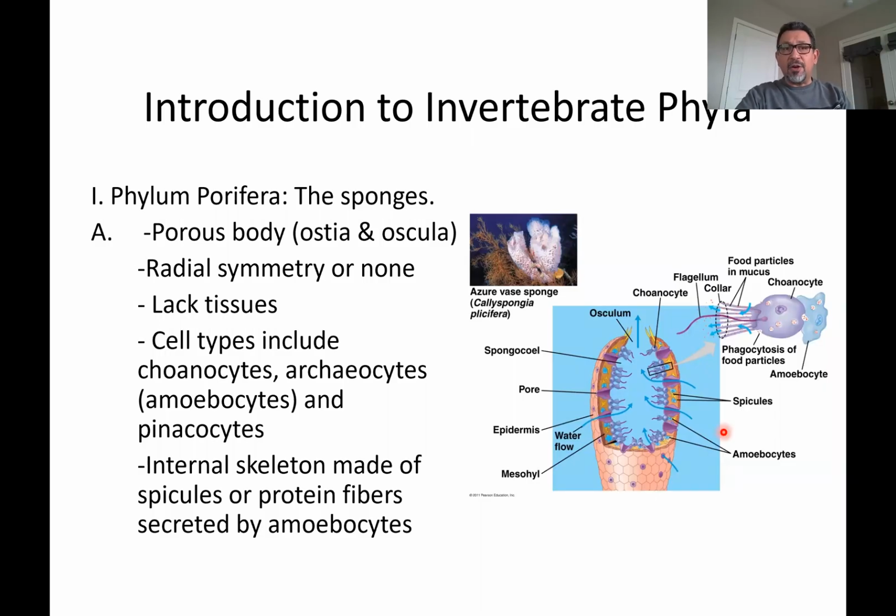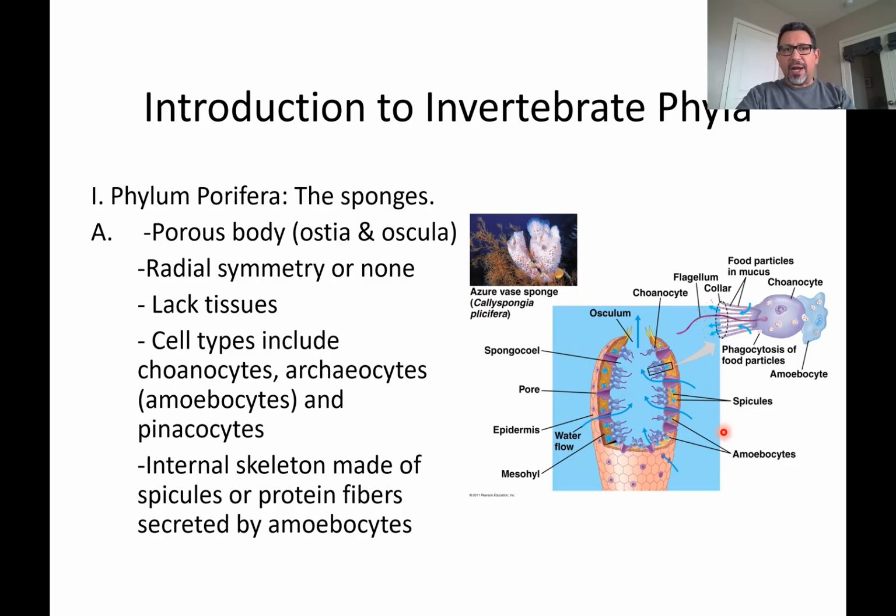We begin our study of animal diversity looking at the group of animals that is considered to be the basal taxon. That is a group of animals that is believed to have diverged earlier from all the other lineages of animals we have in the animal kingdom. And that is going to be the phylum Porifera.